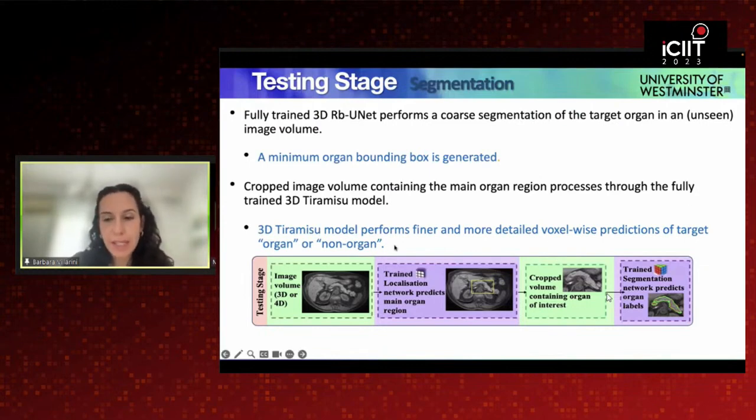So for the testing phase, we are using unseen image volumes. The fully trained 3D U-Net performs a coarse segmentation of the target organs in order to find the bounding box to crop the volume containing the region of interest, and then the cropped volume will be the input for the 3D tiramisu model, which performs a fine and detailed voxel-wise prediction of organs and non-organs.